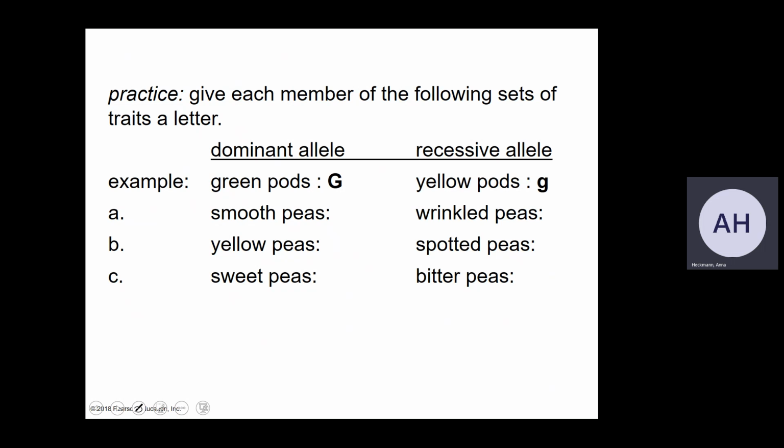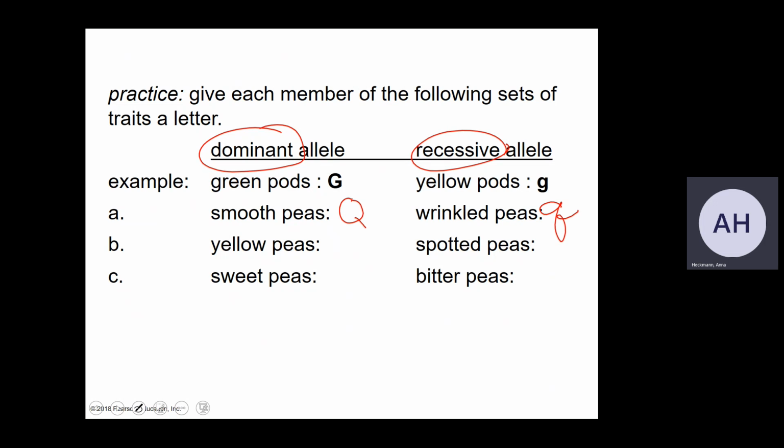Here's some practice to give each member of the following sets of traits a letter. Pause the video and assign a letter to each. And now I will go ahead and do it. So for example A, smooth peas and wrinkled peas, what am I going to use? I will use the letter Q. And this is the dominant allele, so I'm going to put a capital Q. And then over this side, we have the recessive allele, so I'll put a lowercase q.